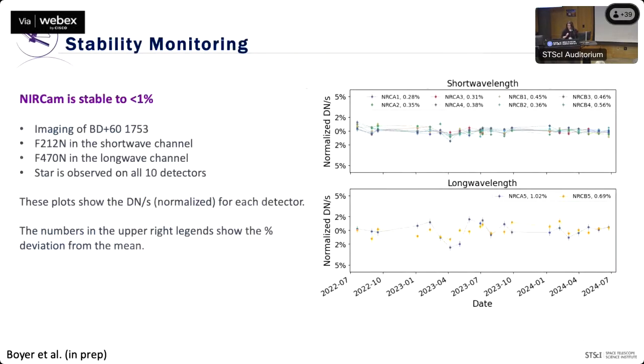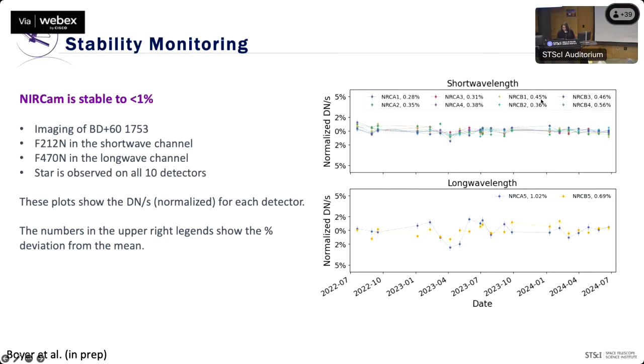And then we have a note on stability. This is the same program that Carl and Charles were talking about, where we're imaging just one star about monthly in just 2 filters, 212N and 470N. This is very, very bright, so we had to use the narrow filters. And we did it on all 10 detectors. And this is the short wavelength on the top and the long wavelength on the bottom. And you can see just how nice and flat it is.